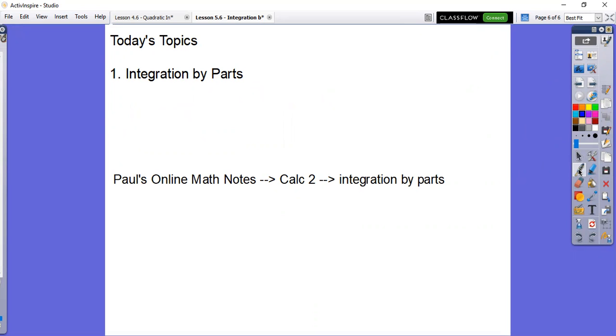If you want some practice, this website, Paul's Online Math Notes, a lot of credit to this guy. He does a lot of fantastic work. If you go into Paul's Online Math Notes in the Calc 2 portion, integration by parts, he has some fantastic practice problems with very detailed solutions to help you walk through the solution one step at a time. So if you have any questions, bring them to class. If you need some practice, you can go here and get some practice.